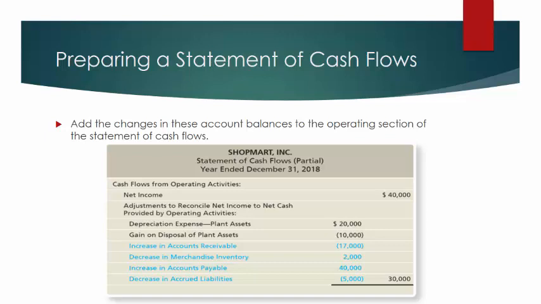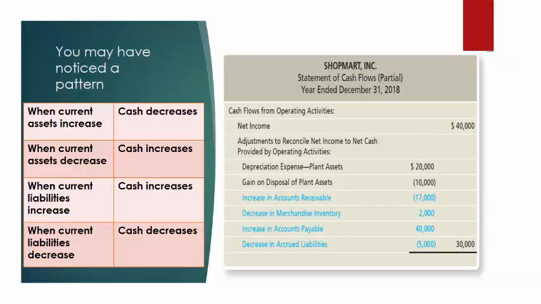How do you know when it's going to be negative and how do you know when it's going to be positive? Well, here is your guide. When current assets increase, your cash decreases. And that seems weird because you want current assets to be a good thing, but think about it. If you have more stuff, if you have more current assets, how did you most likely acquire it? You probably paid cash to get it. So buying more stuff is going to decrease your cash account.